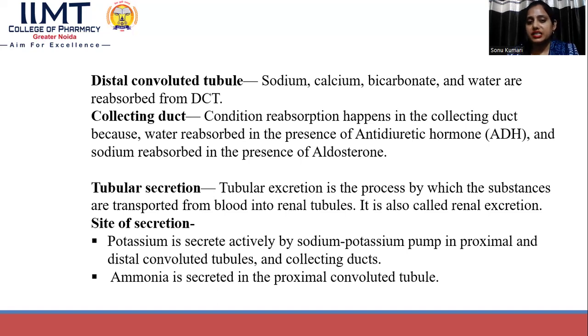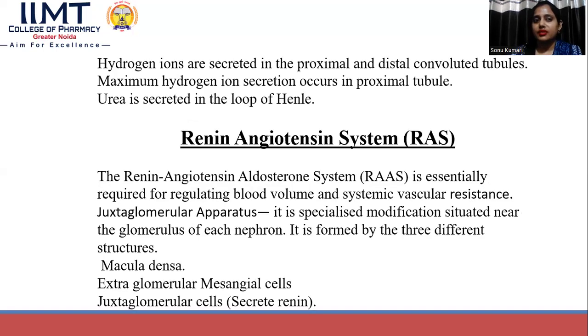Ammonia is excreted in the proximal convoluted tubule. Hydrogen ions are excreted in the proximal and distal convoluted tubule. Maximum hydrogen ion excretion occurs in the proximal tubule. Urea is excreted in the loop of Henle.